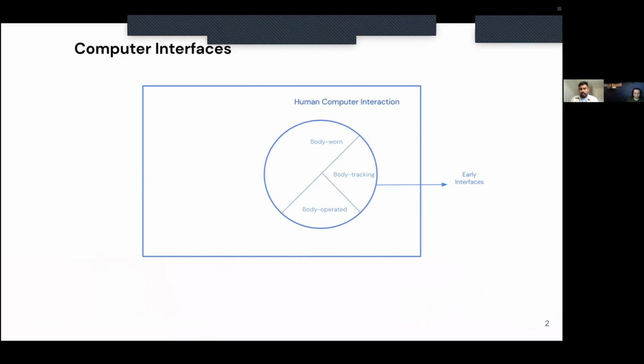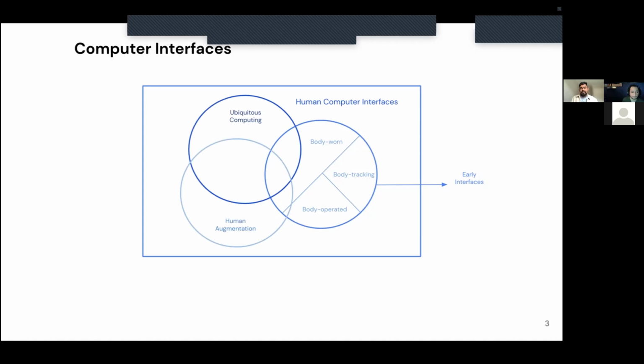Most of the early interfaces, you can divide into three main categories: body operated interfaces like our keyboards and mouse, body tracking interfaces like motion tracking systems using OptiTrack, and body worn interfaces like smartwatches or wristbands, with which you can control other computing devices.